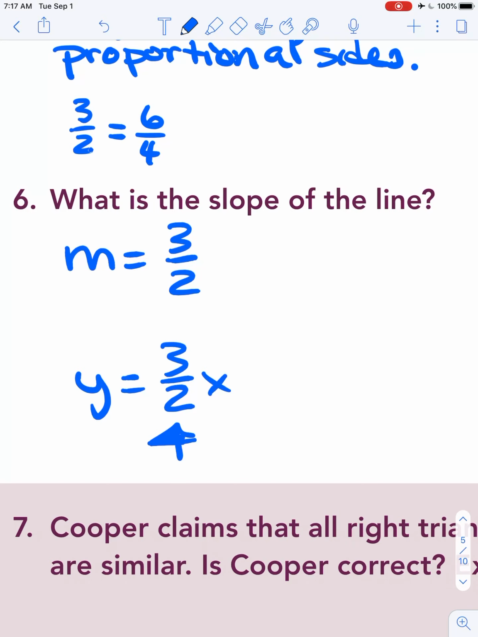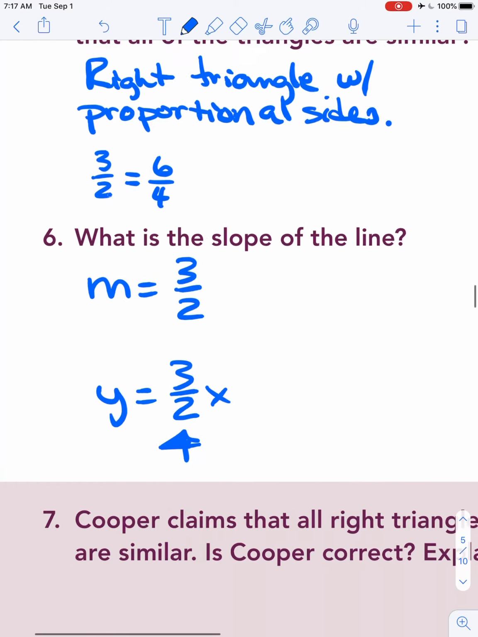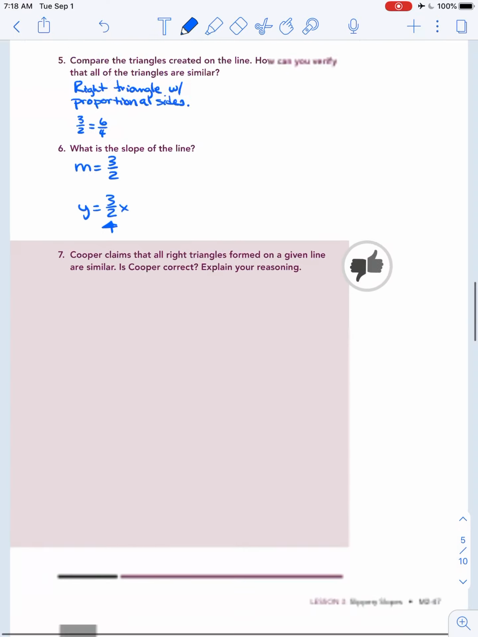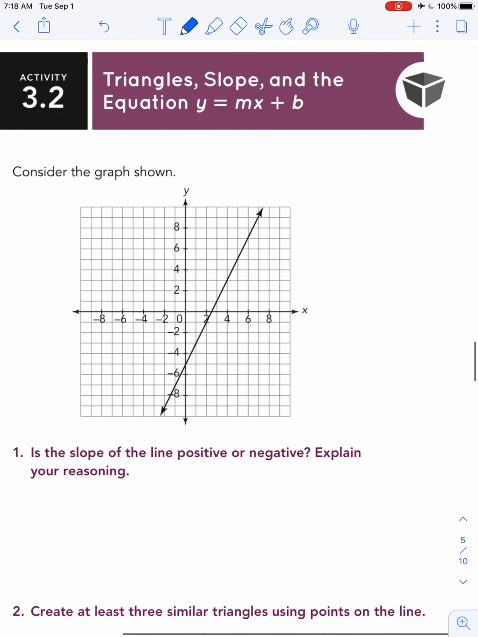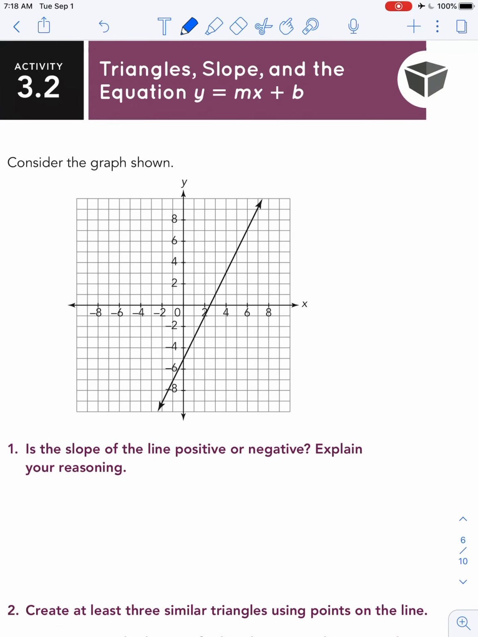Now, that means in order for us to have the points be on the same line, we have to have the same slope all the time. So we're going to go to 3,2 now. We're going to go to this one: Triangle slopes and the equation y equals mx plus b. And we did that in class already.